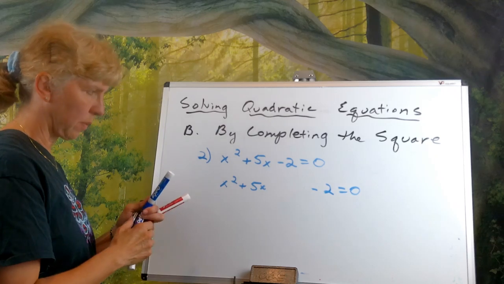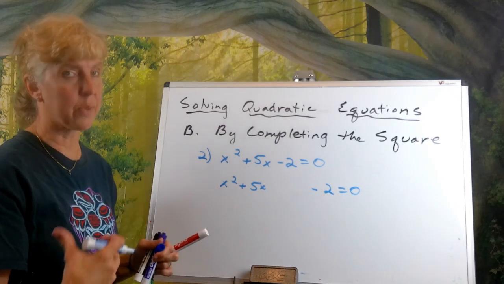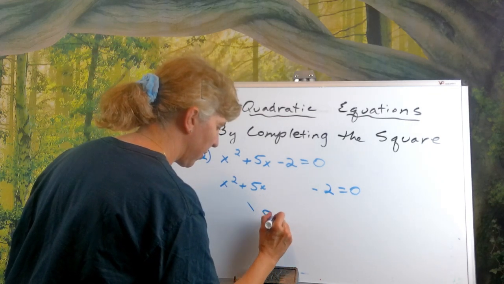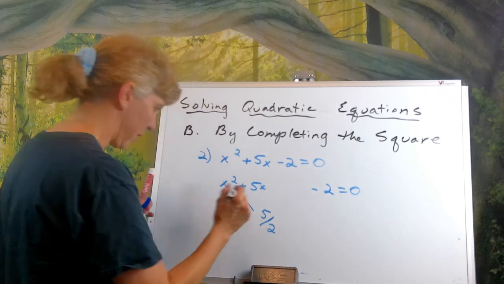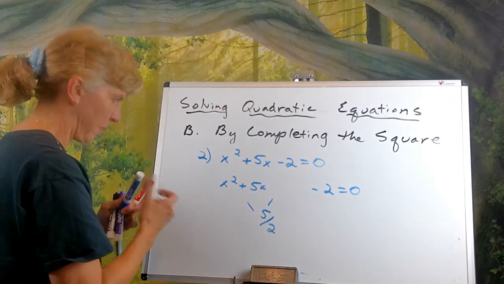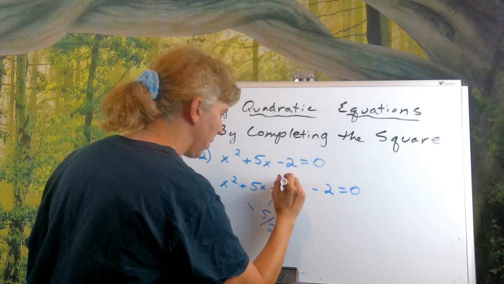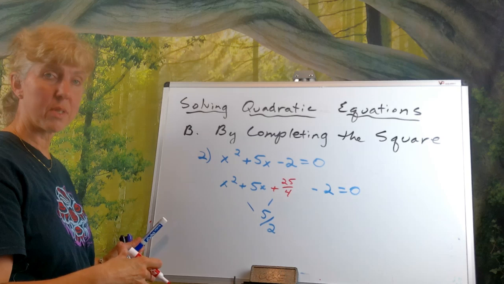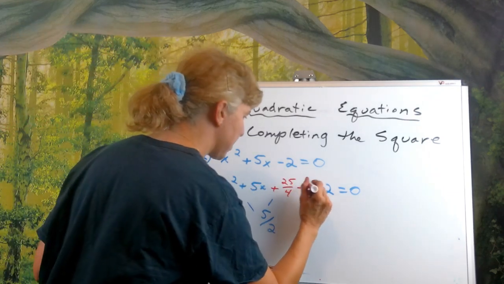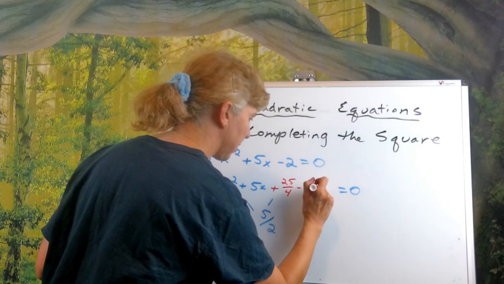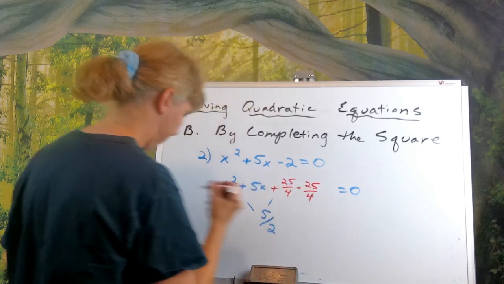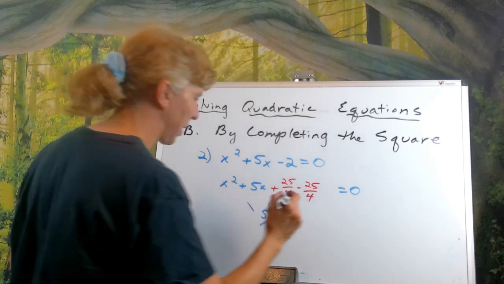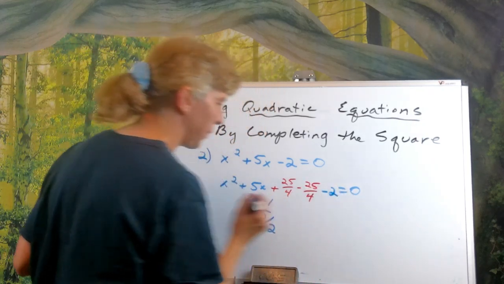And like before, I'm going to half the 5. This is when fractions are really nice, not decimals. So I'm going to half the 5, and I'm going to square it. And because I've added 25/4, I'm going to subtract 25/4. I'm just going to move my 2 over a little bit here, so that my net change to my equation is still 0.